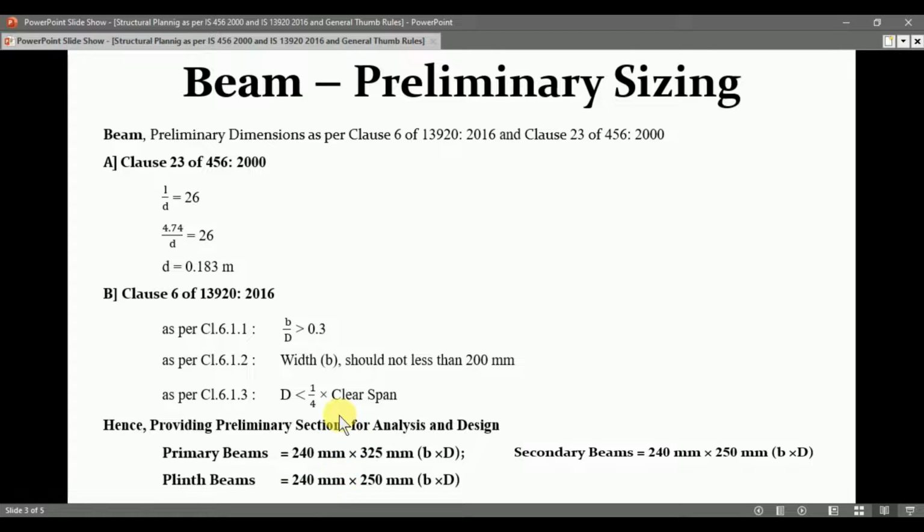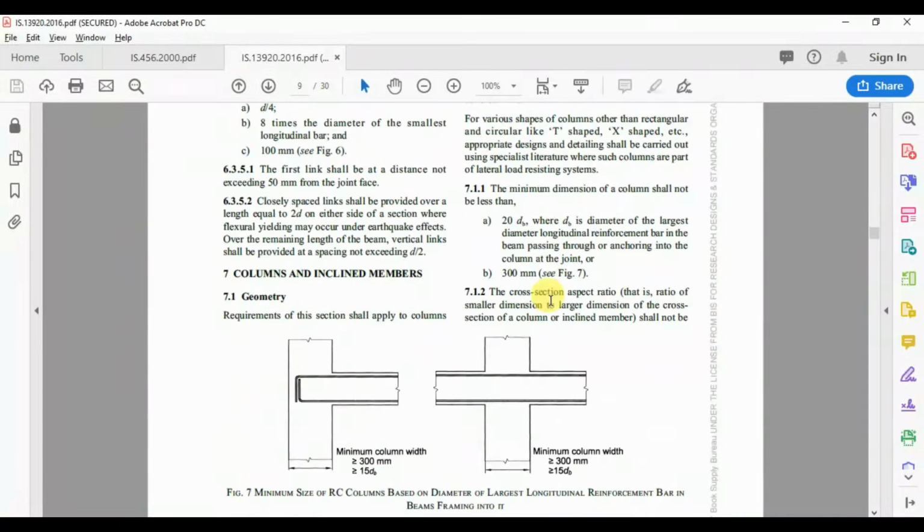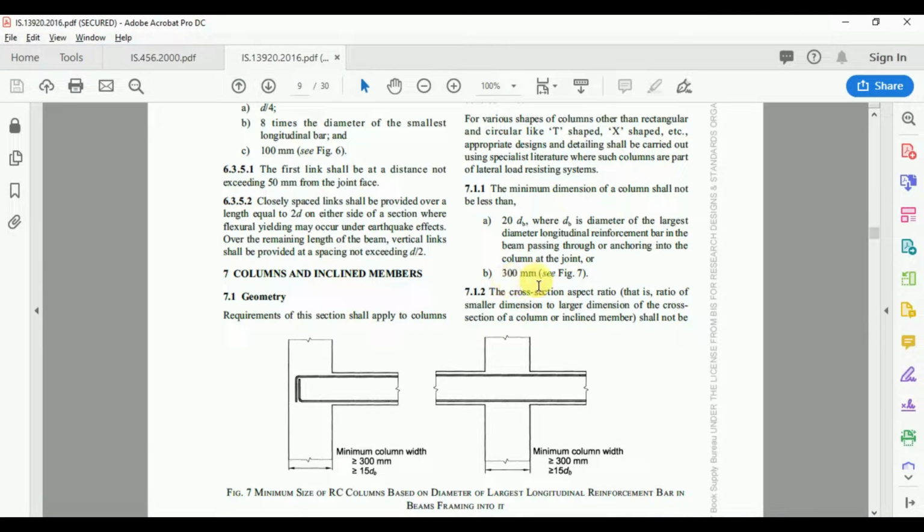So now let's see the preliminary section sizes for the column as per clause 7.1.1 of IS 13920-2016. Here you can see clause 7 is for columns and inclined members. As per clause 7.1.1, the minimum dimension of the column shall not be less than 20 times dB, where dB is the diameter of the largest longitudinal reinforcement bar in the beam passing through or anchoring into the column at the joint. We are providing a maximum 12 mm bar, hence dB is 12, and 20 into 12 is nothing but 240 mm, which means the clause states that the minimum dimension shall not be less than 240 mm, whereas the other codal provision states that the minimum dimension of the column shall not be less than 300 mm.